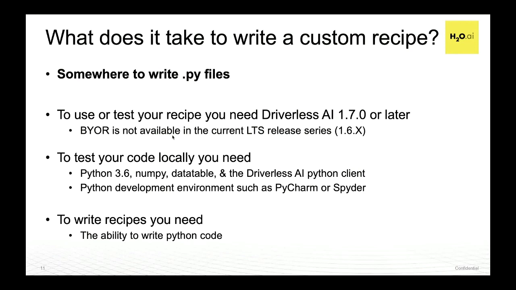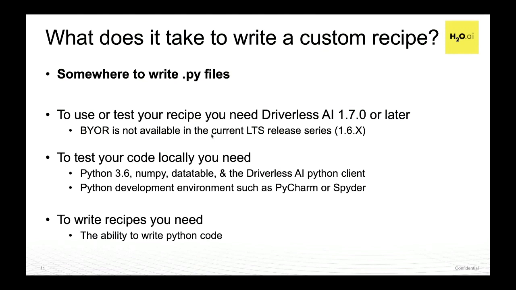To actually use or test the recipes, you need access to Driverless AI 1.7 and higher. 1.7.1 will be released later this month. Bring Your Own Recipes is not available in the current LTS release series, so 1.6.3, or any of the versions of Driverless AI before that. So you do need 1.7 or later. That would be to test code in Driverless AI. Remember, we have all those acceptance tests.